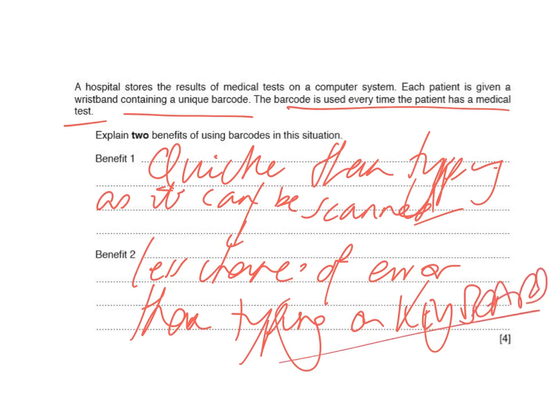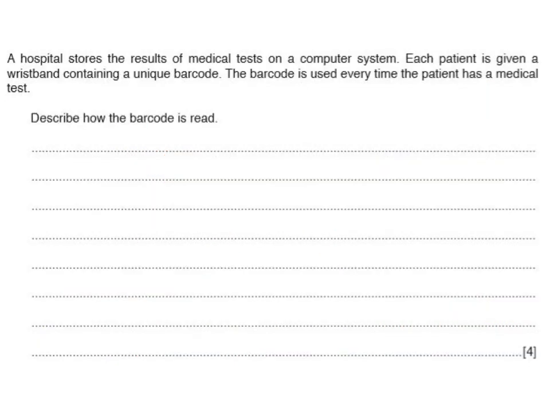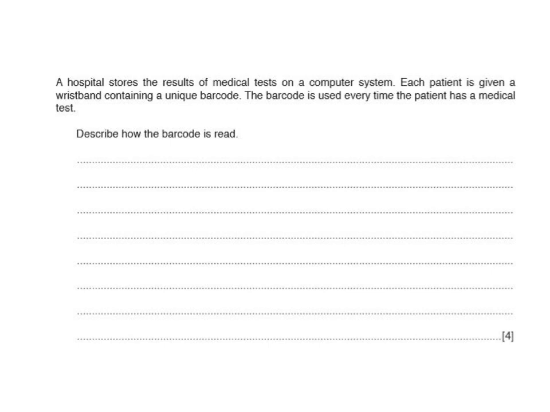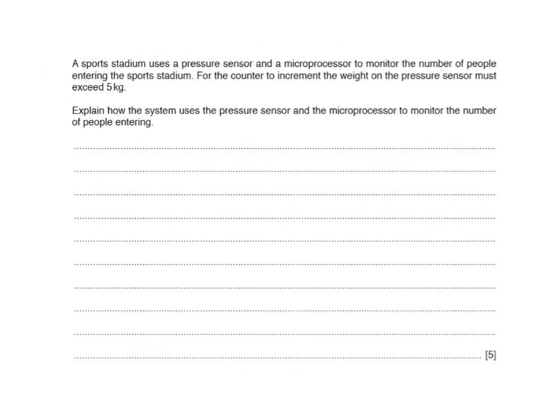So again, this one's exam technique, and I looked right away and saw it was 4 marks. I saw the command word explain. This is a classic where people get 2 out of 4 because they're not reading carefully, that they need to give 4 points really. But that's actually quite a short 4 marker, that one, to be perfectly honest. Describe how the barcode is read. I think we did that one already with the light being scanned and so on. Again, there we go, that question comes up. It seems to come up every other year, or I mean the likelihood of it coming up again.